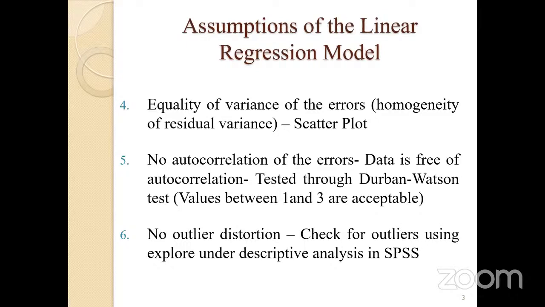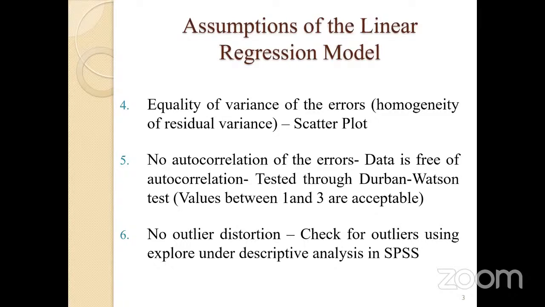But in EViews, if there is high autocorrelation, it is better to use EViews for regression, and you have methods of ensuring that it can be cured. The data can be corrected for autocorrelation. So if your Durbin-Watson value comes out to be lower than 1 or greater than 3, then you must use EViews and not SPSS. Now, next is outlier distortion.